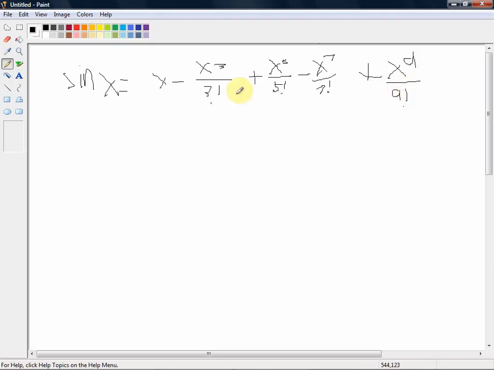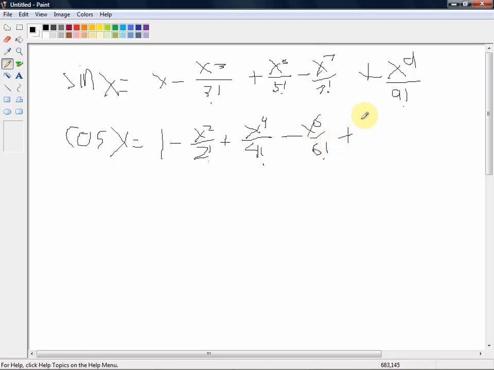And of course this is asking us to do it to the 5th degree polynomial and to compare it with the 4th degree polynomial for cosine of x, which is equal to 1 minus x squared over 2 factorial plus x to the 4th over 4 factorial minus x to the 6th over 6 factorial plus x to the 8th over 8 factorial.